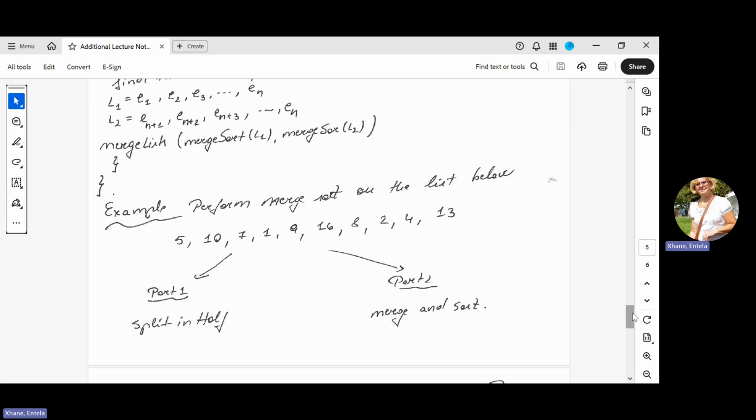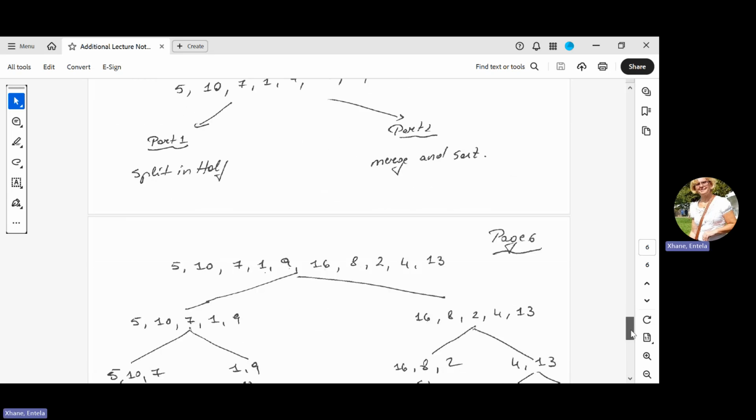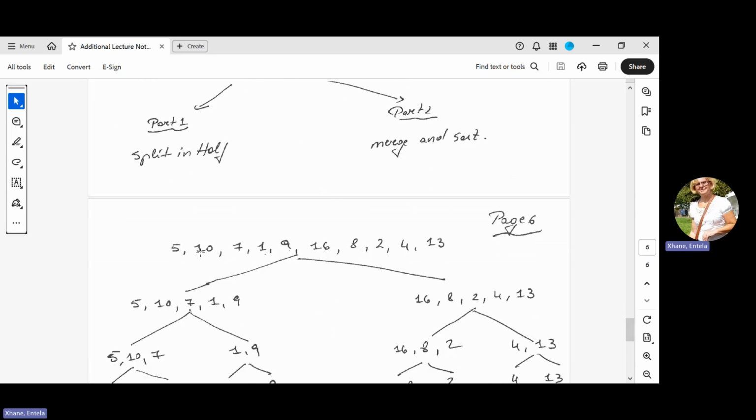When we go back, we get one list that's going to be sorted out. The one that we have is not sorted out. So let me start off by counting. We have 1, 2, 3, 4, 5, 6, 7, 8, 9, 10. So an even number of elements in this data set. So we're going to split it up in two equal parts, which means 10 divided by 2, 5 and 5. Notice that the first 5 are 5, 10, 7, 1, 9. And the last 5 are 16, 8, 2, 4, 13.